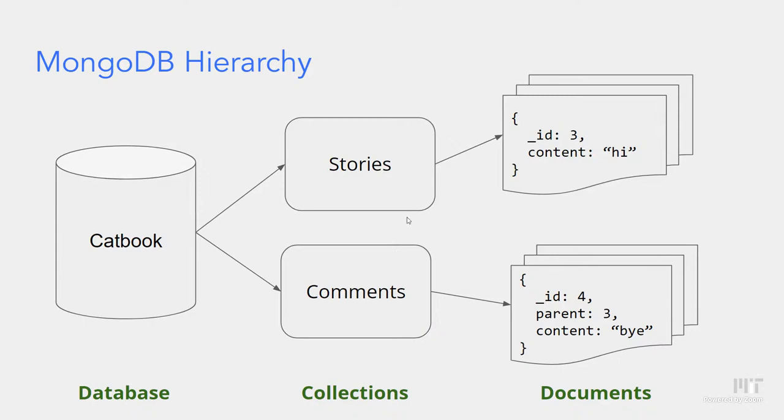From the ideas point of view, documents of the same collection represent the same things. So you don't want a collection to have different things, like stories and comments. That doesn't really make sense. So we have collections separately for stories and comments. And a database for a web application such as Catbook contains several different collections. Each collection is something that you want to store information about.